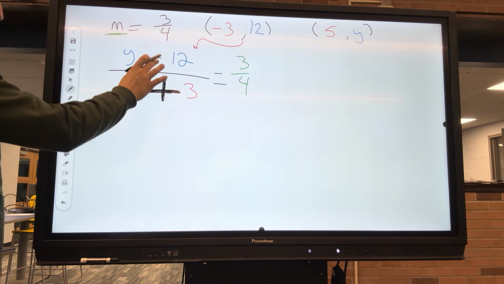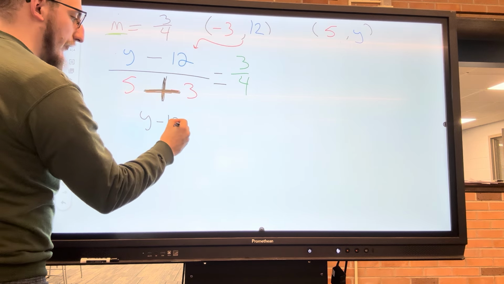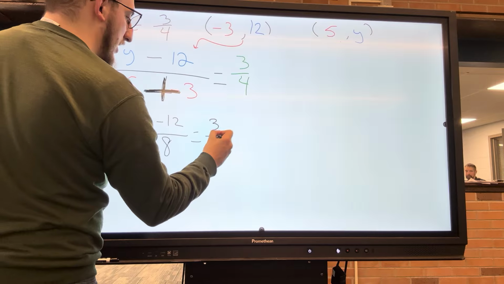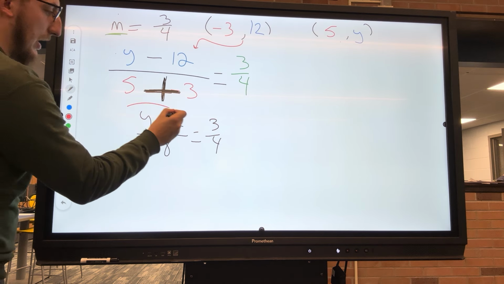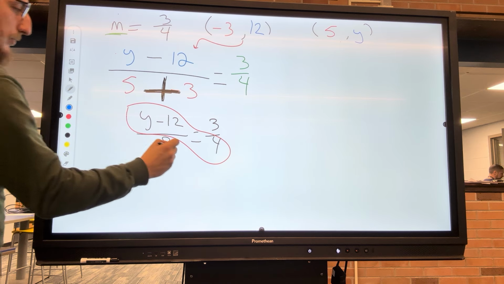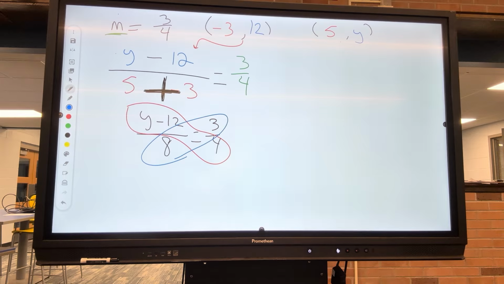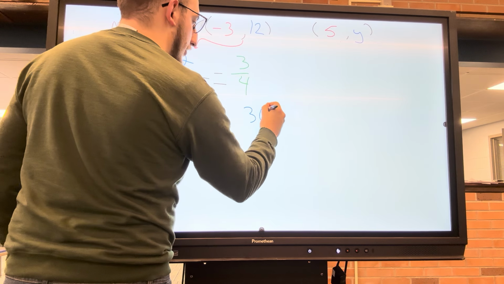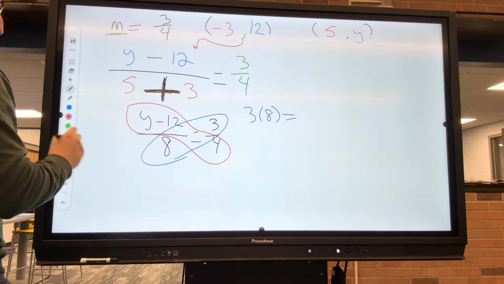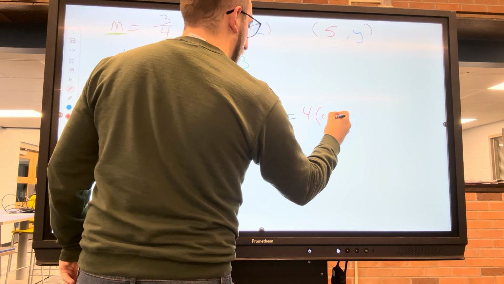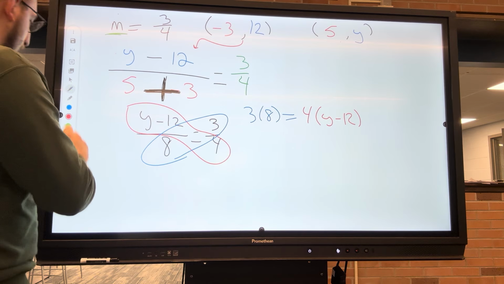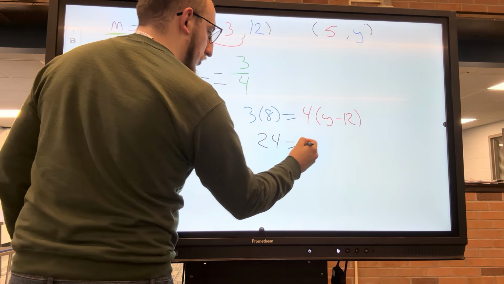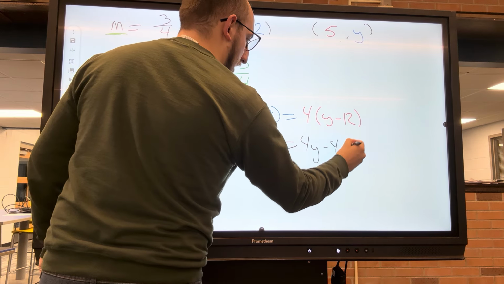So why don't we just rewrite this side as y minus 12 over, what's 5 plus 3? 8. And we leave the other side be. And now we can cross multiply. Pause if you want to try it on your own, but I'm about to explain it myself. So when I do this, I'll get 3 times 8 equals 4 parentheses y minus 12. So I'm going to get 24 equals 4y minus 48.